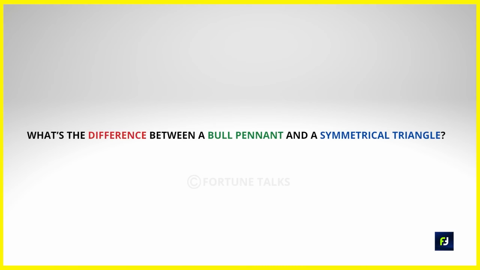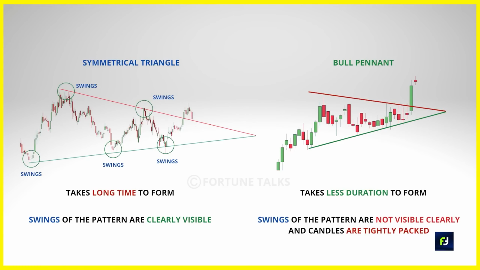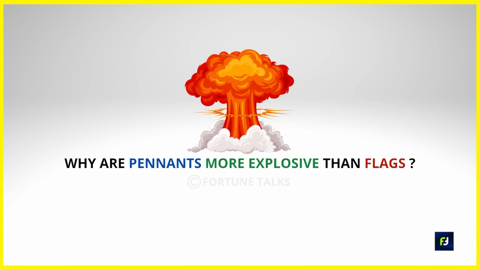Now you may ask, what is the difference between a bull pennant and a symmetrical triangle? Because they both look similar. Now the answer is quite simple. The difference is in the duration of their formation. With a symmetrical triangle, you can clearly see the swings of the pattern. However, the candles of the bull pennant are too crowded and too volatile for you to see the swings. Regardless, a bull pennant is more similar to a bull flag pattern. Now, as I have cited earlier, bull pennants create a more explosive breakout than the bull flag pattern.